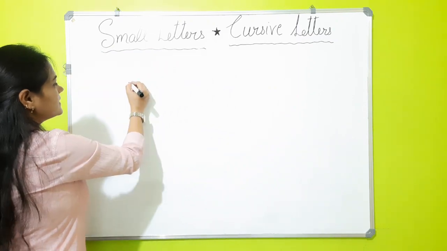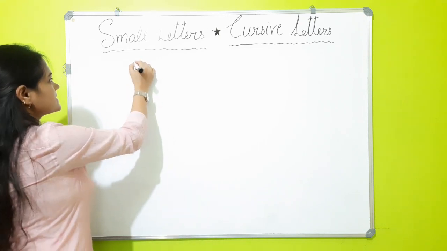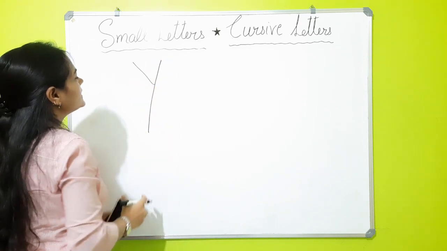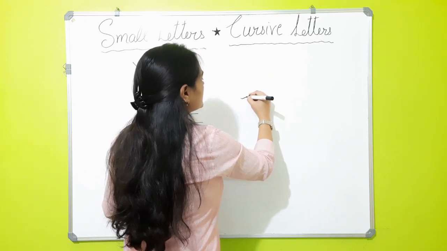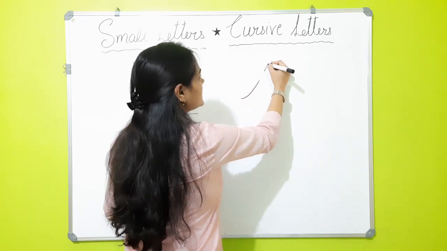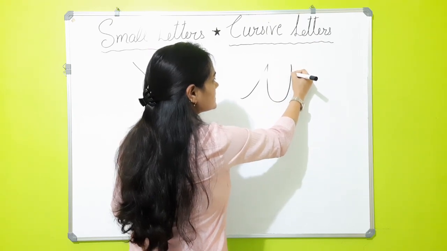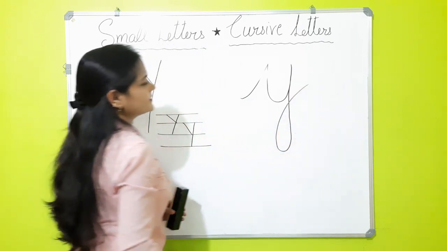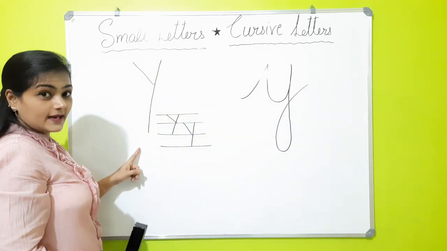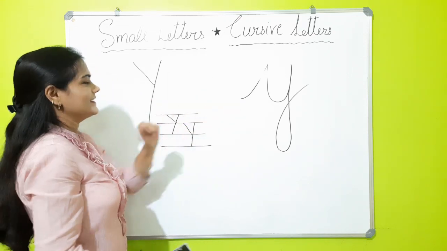Y. See here. This also we can write the same way as we write capital letter Y. Now your cursive letter Y. Obviously, we'll start with a tail, a hump pattern, down and with a loop. This is your simple letter Y and this is your cursive letter Y.